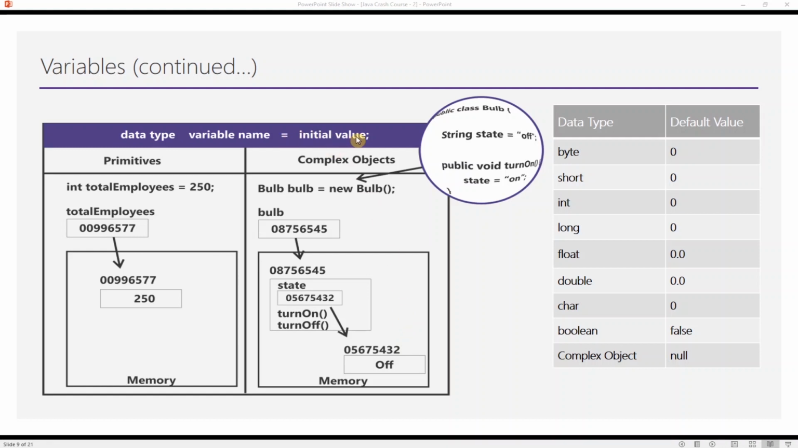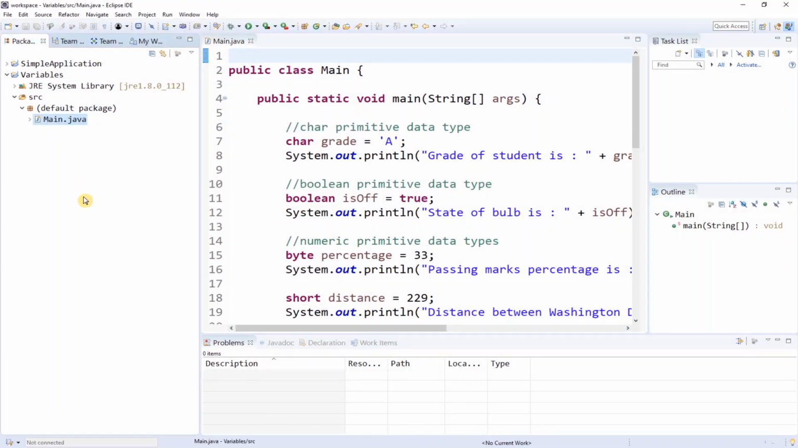Since the assignment part is optional, the variables get initialized with default values in case we are not providing the initial value at the time of variable declaration. All numeric primitives will get assigned the value of 0. Boolean variables take on the value of false, and complex objects are given the value of null by the compiler. Now let's jump to the IDE to see these variables in action.